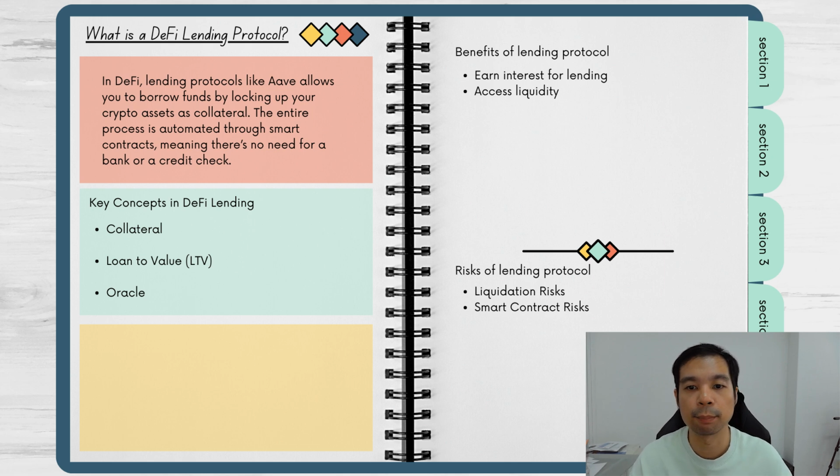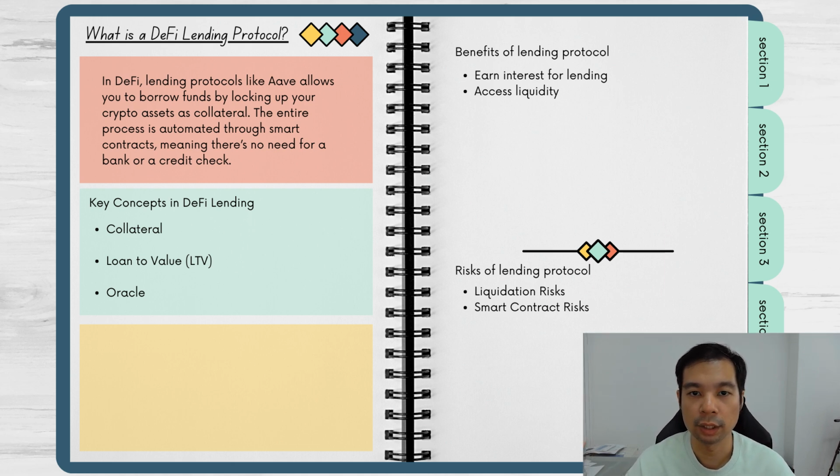Oracles are services that provide external data to smart contracts. In DeFi lending, oracles are used to fetch real-time price data for your collateral. Accurate price data is essential because it determines whether your collateral is sufficient to cover your loan and if liquidation is necessary. DeFi lending offers several benefits.